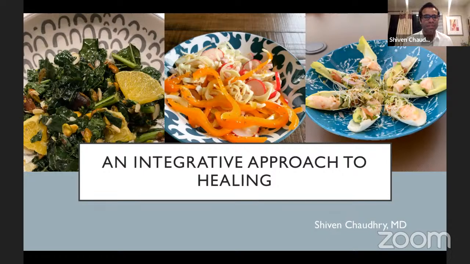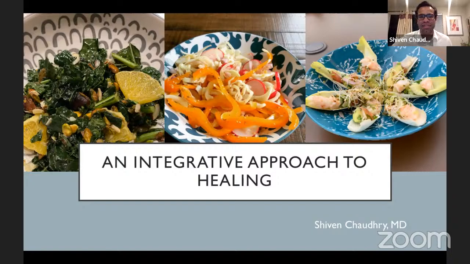I have some photos here. These are dishes that I actually made myself. Very proud of that. When I was in training, I had no time to cook, or at least that's what I told myself, and I ate complete garbage all the time.